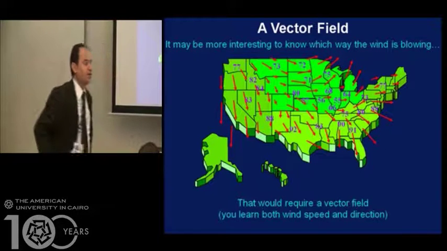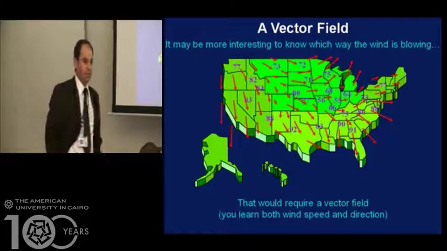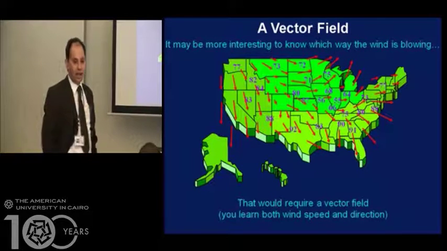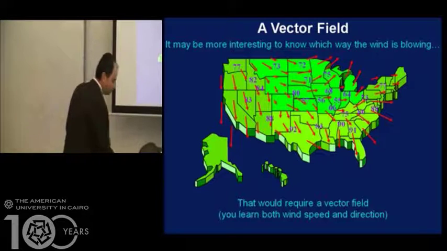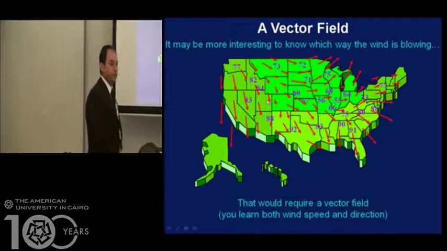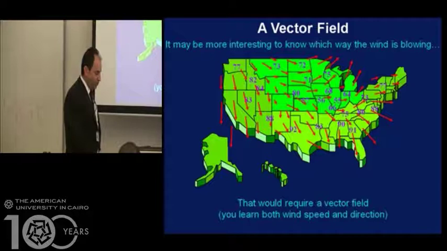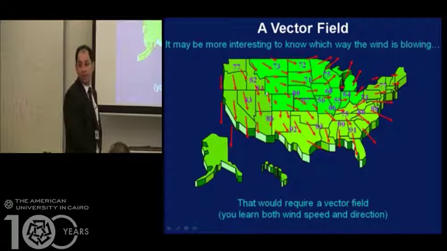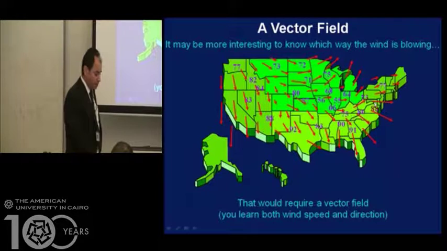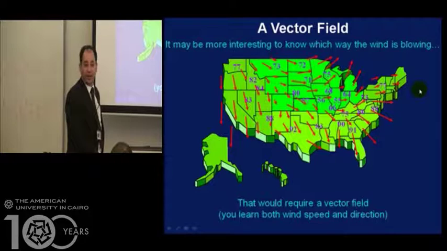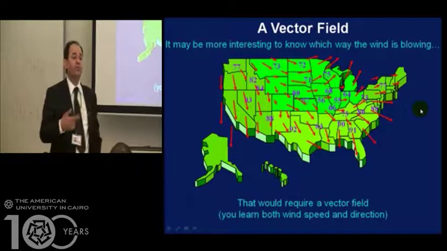If I talk about wind velocity over the United States, then in Utah, for example, it's not enough to say that the wind speed is 84 meters per second, but it's very important to say also the direction of that wind. The wind velocity is 84, and the direction is such and such. Here, the wind velocity is 73, and the direction is east. It's very important to find the magnitude and the direction for a vector quantity, and we call that a vector field.